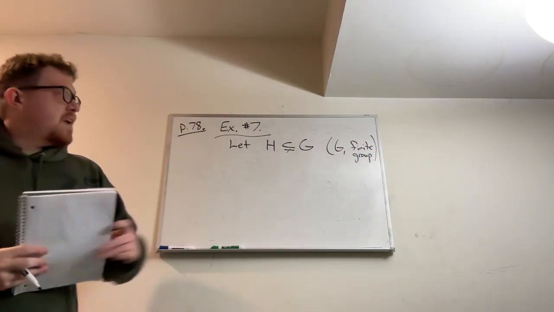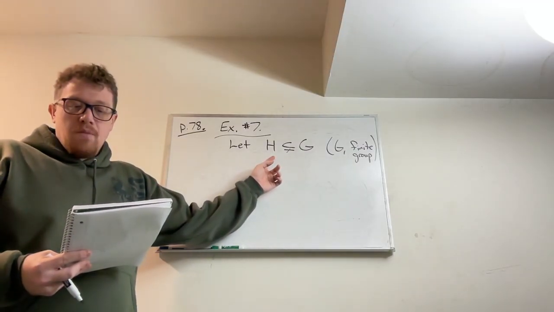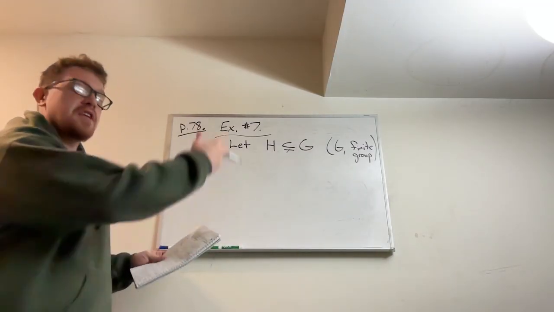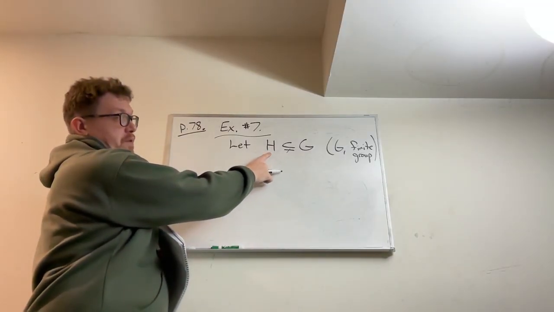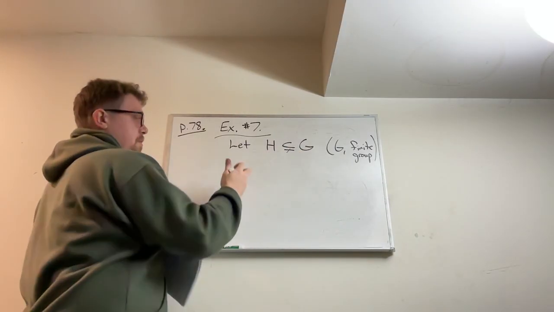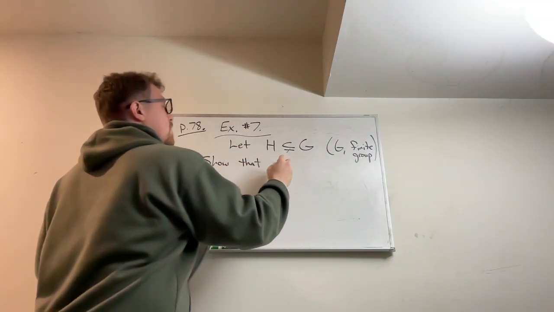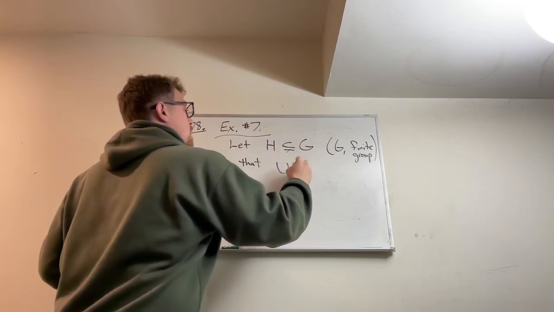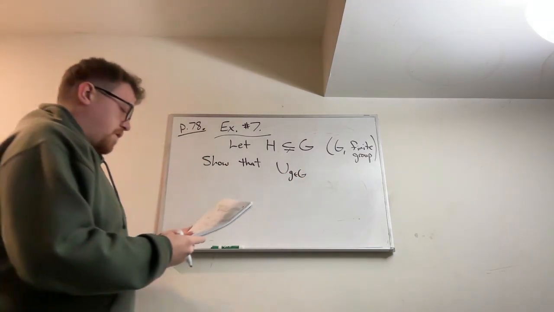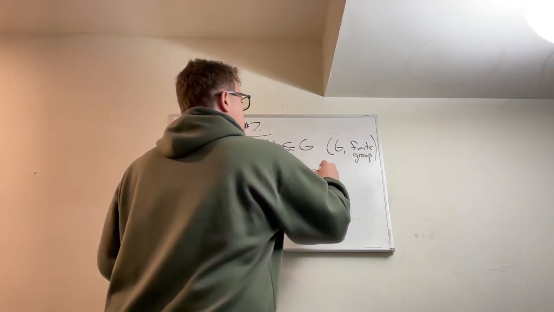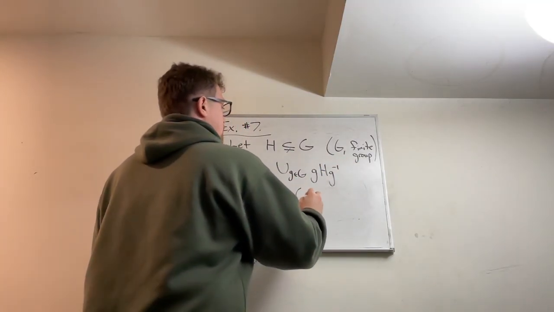Right, so if it's a finite group, then obviously every subgroup is finite as well. And we want to show that if we take the union over all of the conjugations of H, that we don't get the whole group. So show that the union over G of gHg inverse is not equal to G.